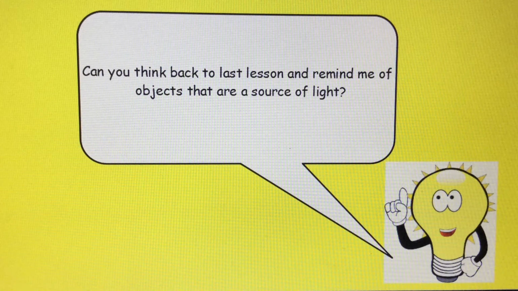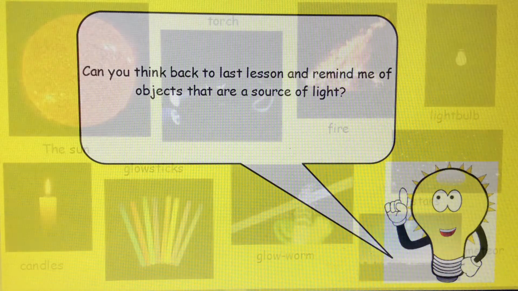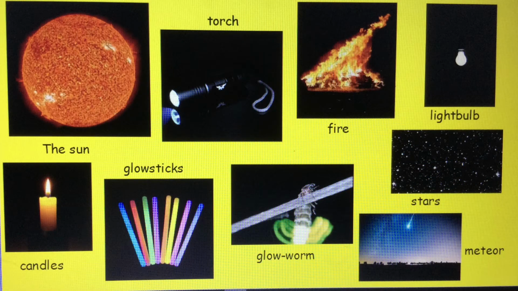Can you think back to last week's lesson and remind me of objects that we discussed were a source of light? Pause the video now and have a think. And here are a few examples of light sources. These are objects that emit light. Remember, there are some objects that look as though they emit light, such as the moon and mirrors, but remember, these reflect light instead.